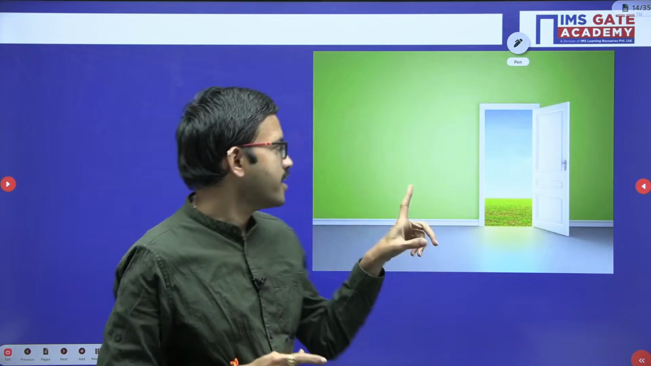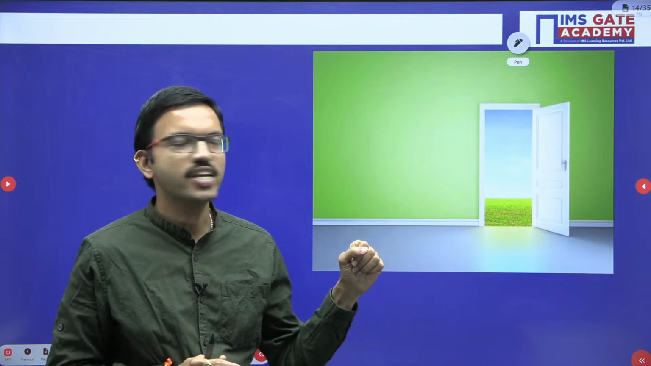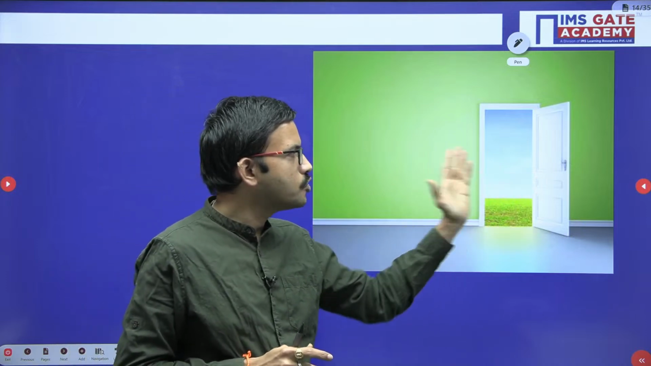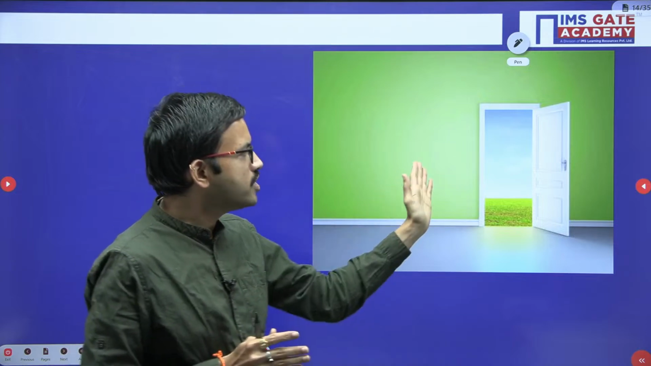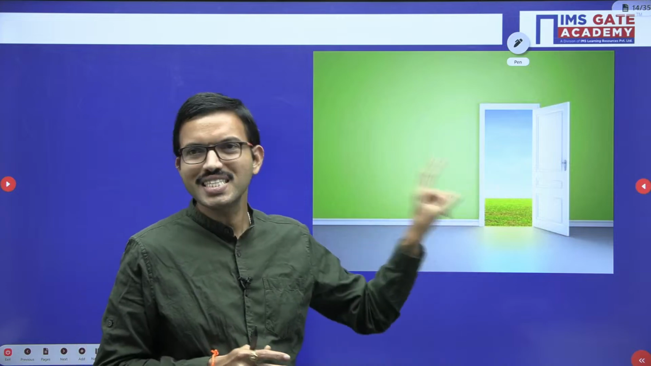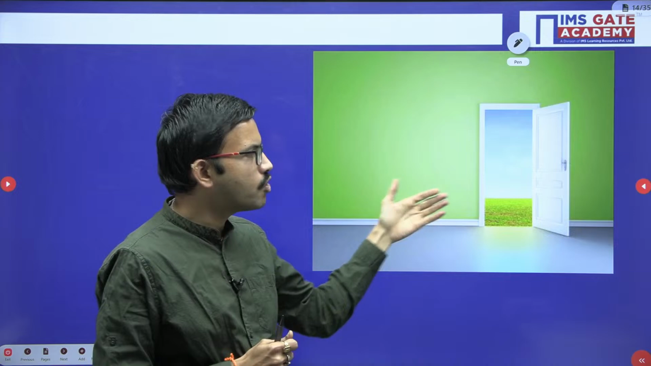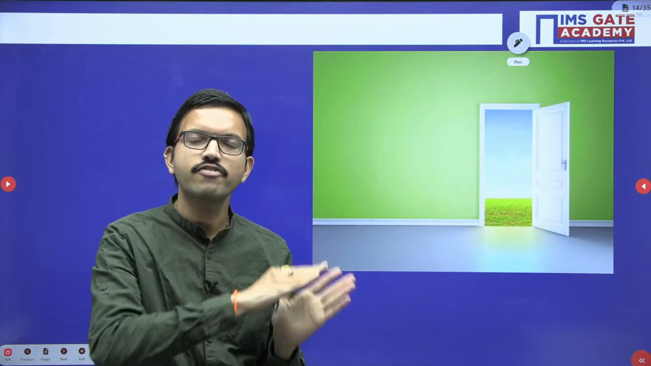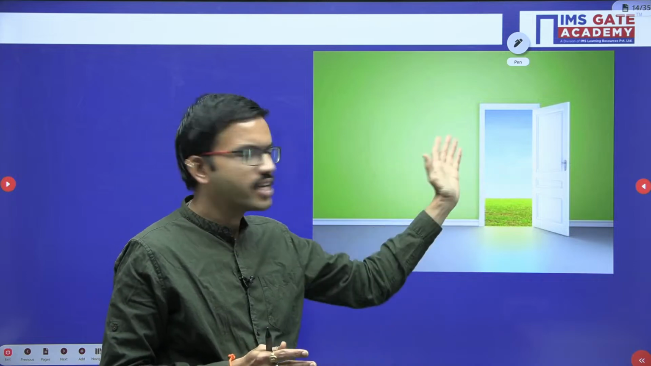But here you can observe, with the help of this door, what is happening? When the door is closed, we call that room a closed room. When the door is open, we call it an open room. So the door is required. Whenever you want to enter inside the room, at that time you will open the door. After entering the room, if you want to lock it or close it, then you can close the door.